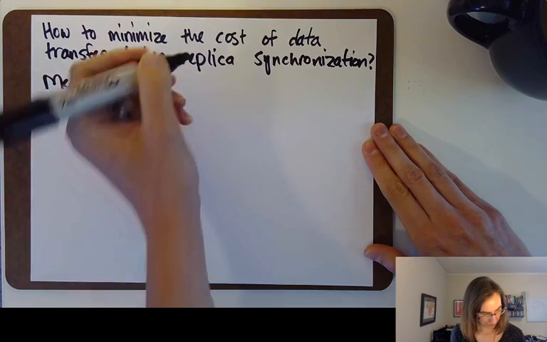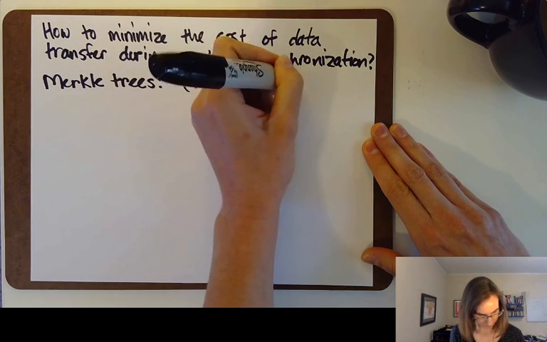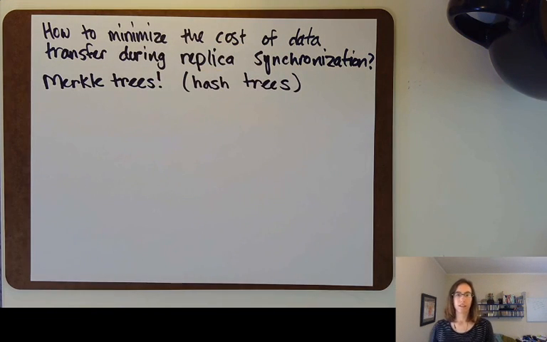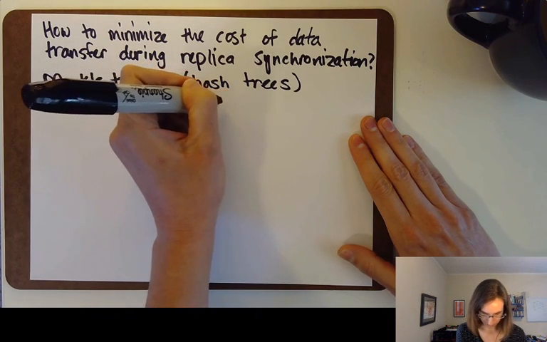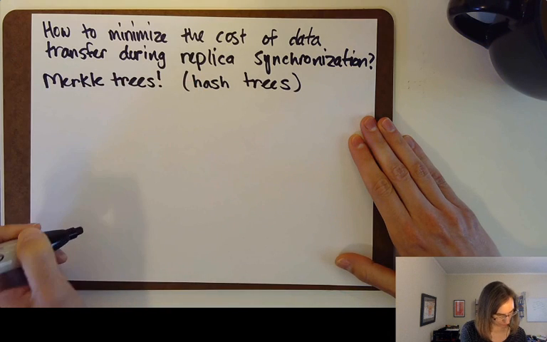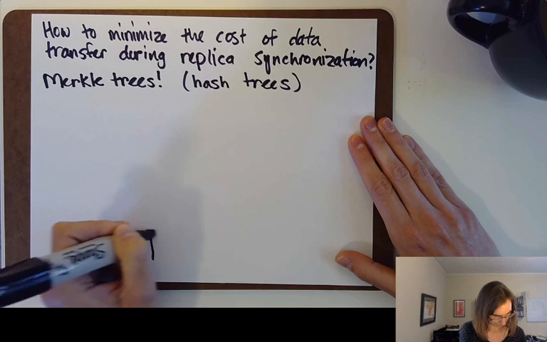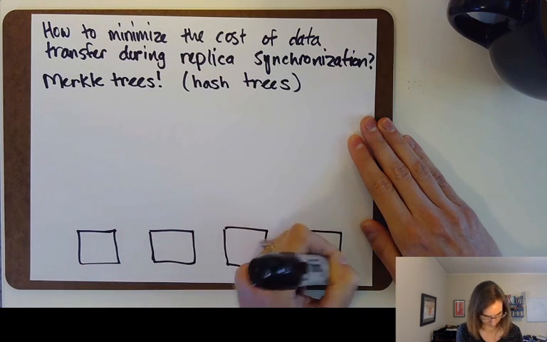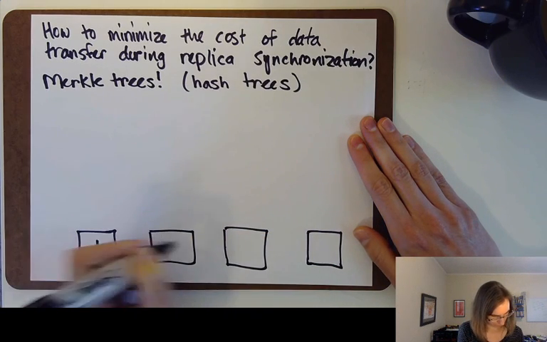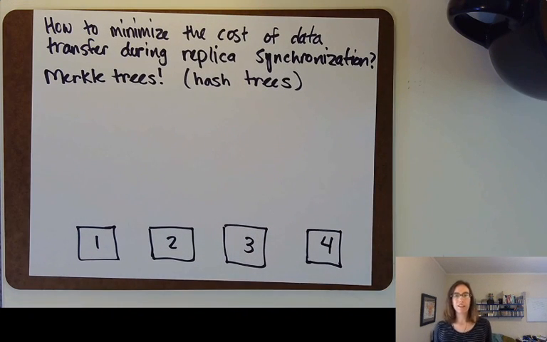Also known as hash trees. So a Merkle tree looks something like this. Let's say you have some pieces of data. I'll draw it from the bottom up. We'll call them 1, 2, 3, and 4. These are just pieces of data, any data.